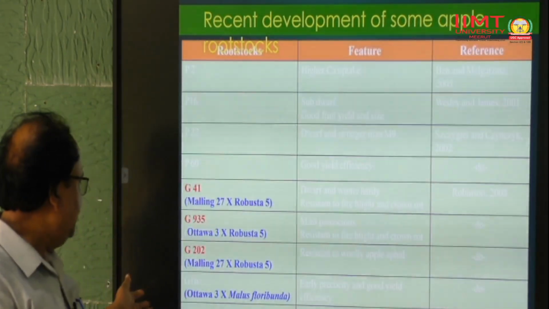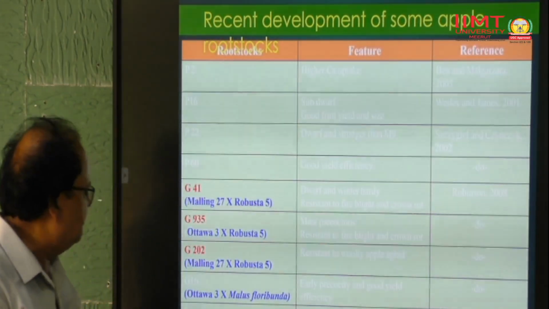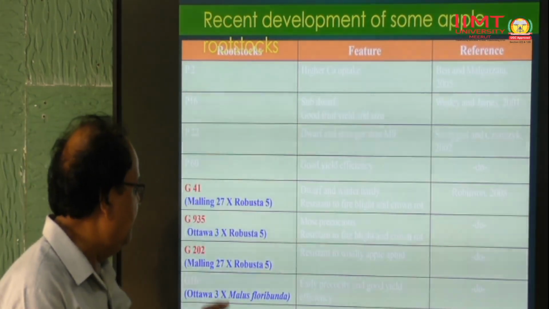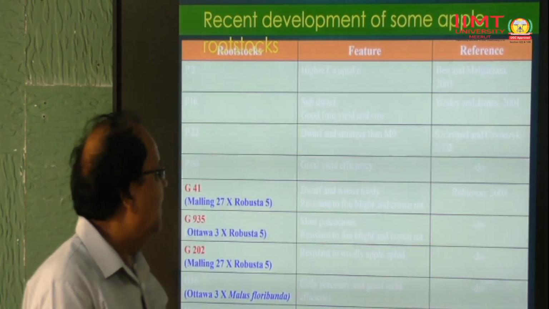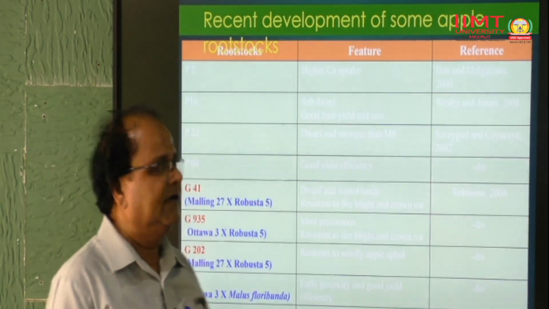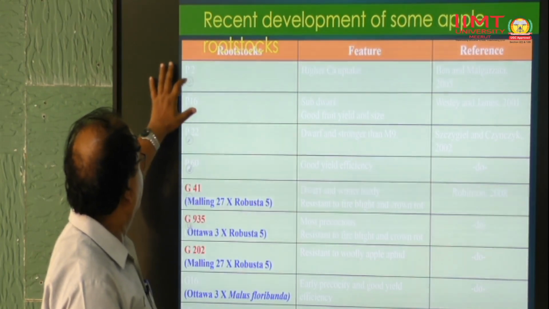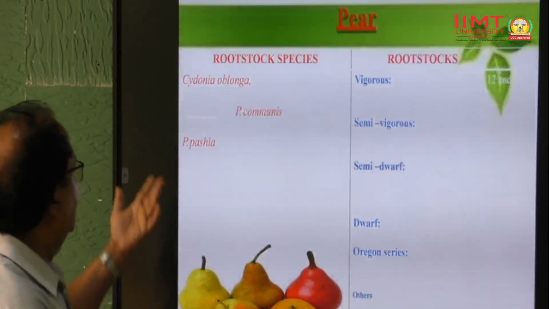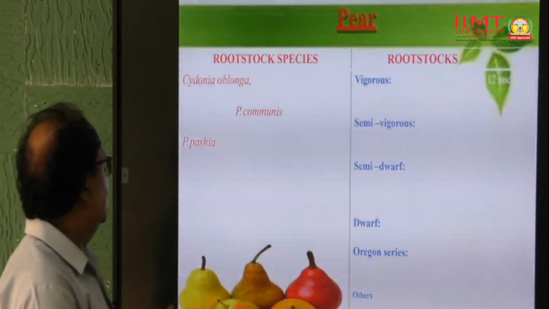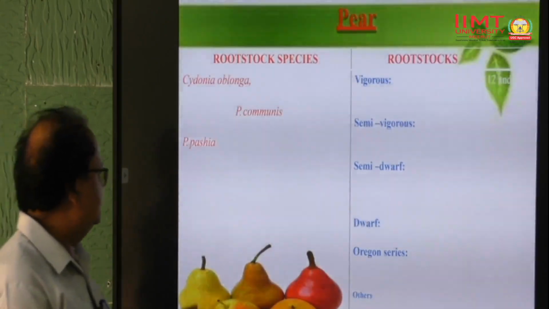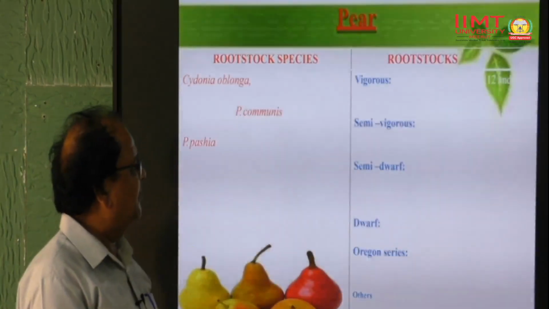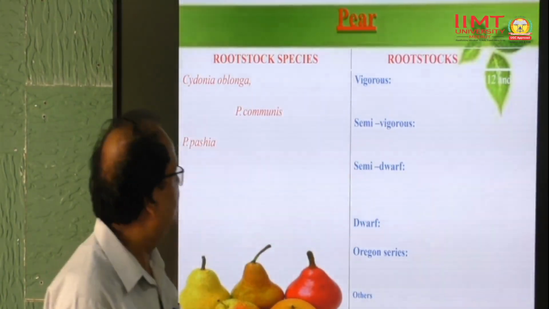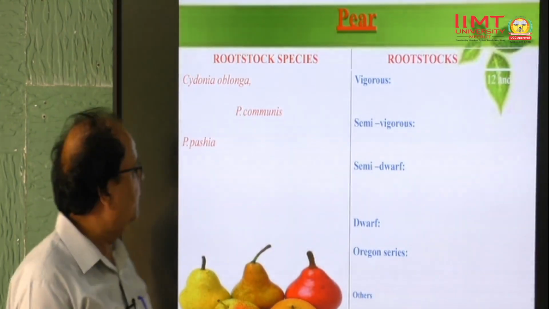In the B series there are B1, B2, B3, B4, B7 rootstocks. B4 gave the highest fruit yield and weight, and B3 the highest yield efficiency; these were developed by different institutions. Here are some important pear rootstocks: Cydonia oblonga, Pyrus communis and Pyrus persea. They are vigorous, semi-vigorous, semi-dwarf, and dwarf, in the Green series. Pear and apple both belong to the Rosaceae family.